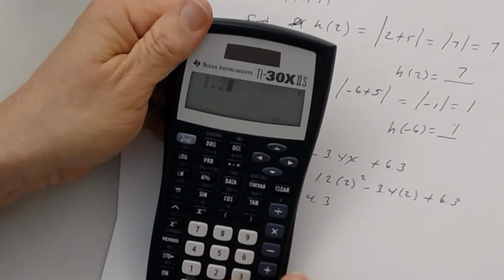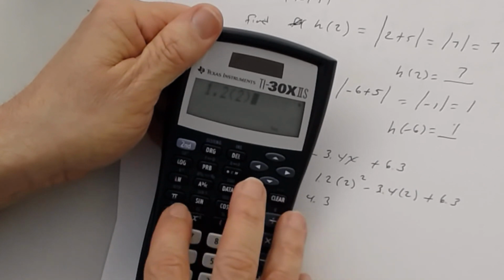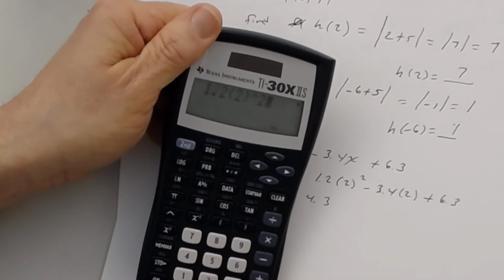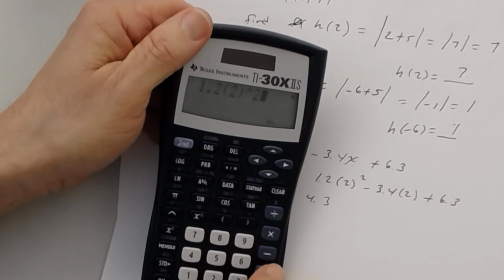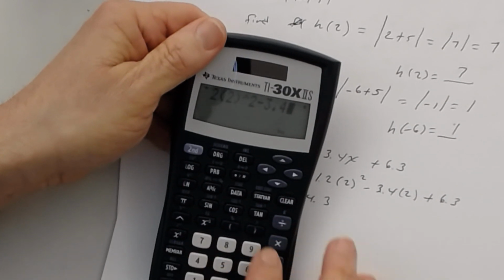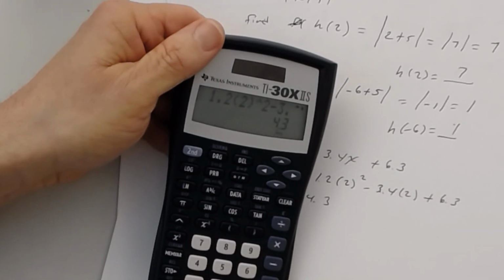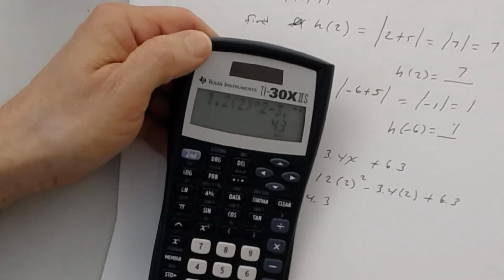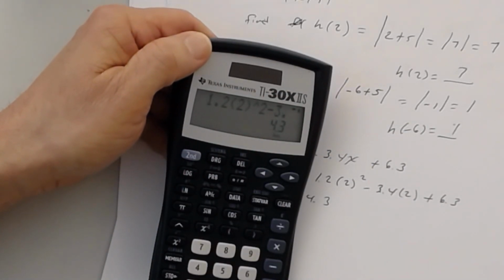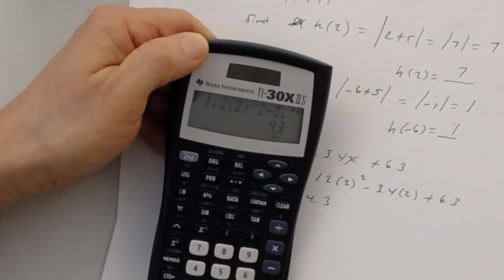You say 1.2, parentheses, 2, close parentheses, squared. So you raise it to the second power. Angela, can you show where the raise is? Okay. Minus 3.4 times 2, close the parentheses, and then plus 6.3 and then press equal. If you don't know how to use your calculator, make sure you ask someone beside you if theirs is kind of like yours. All right, for that one, use your calculator. Press equal.